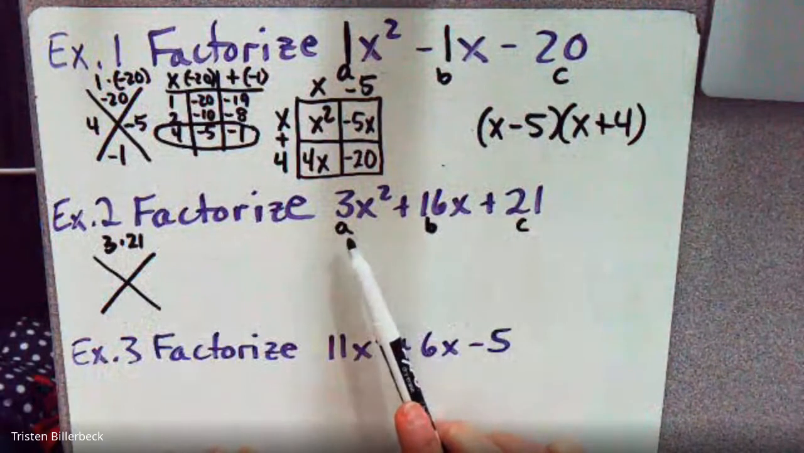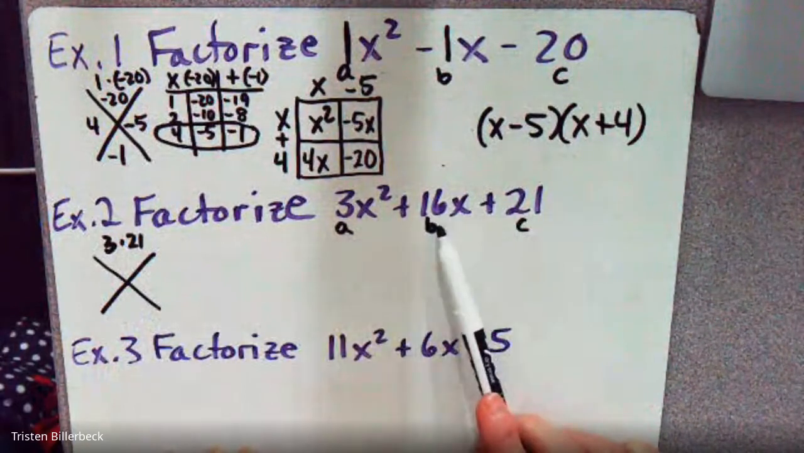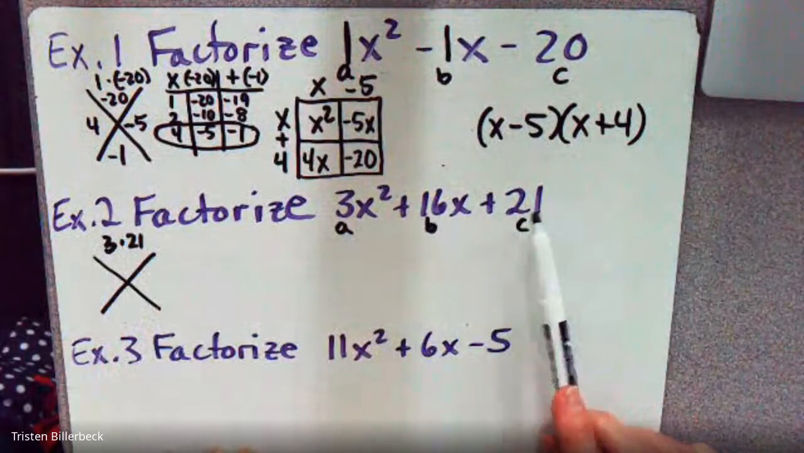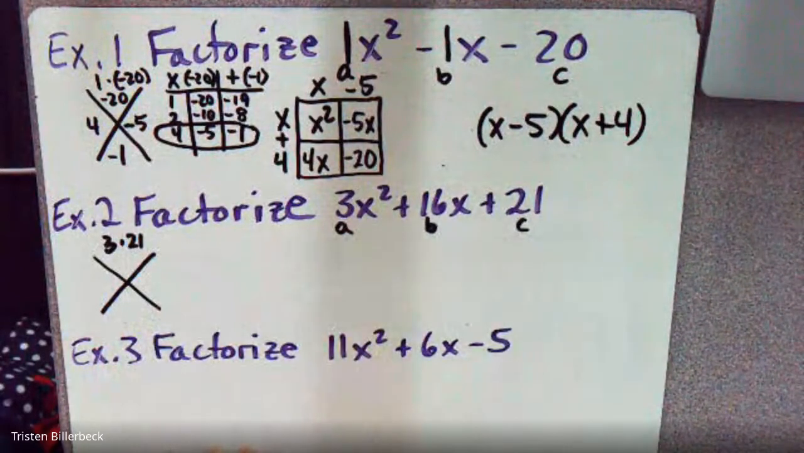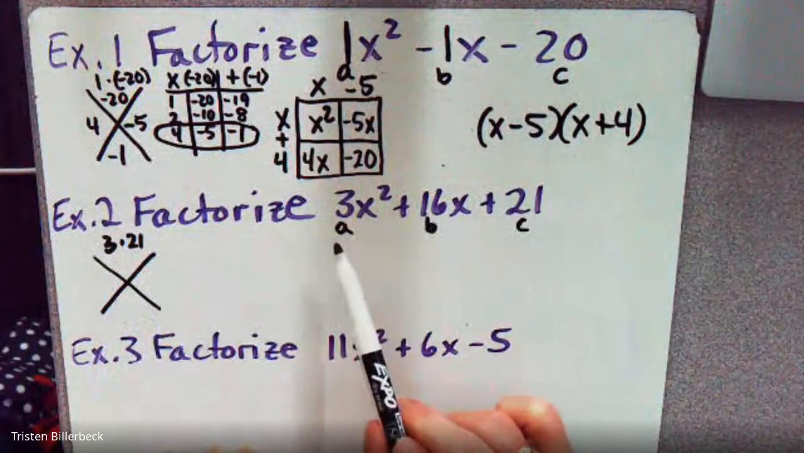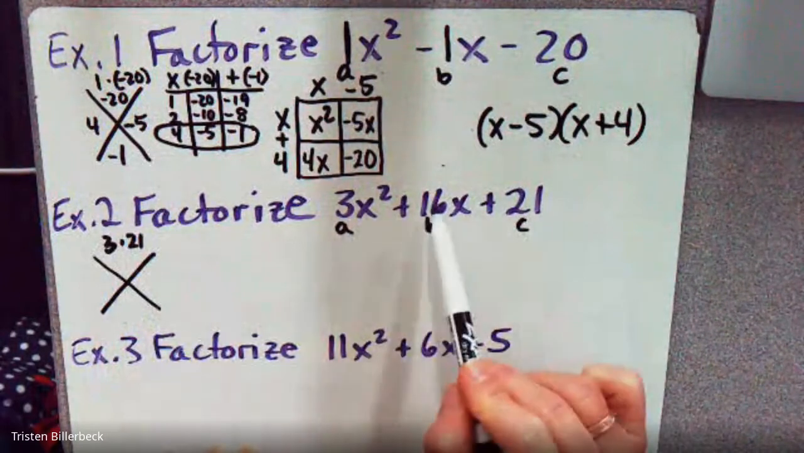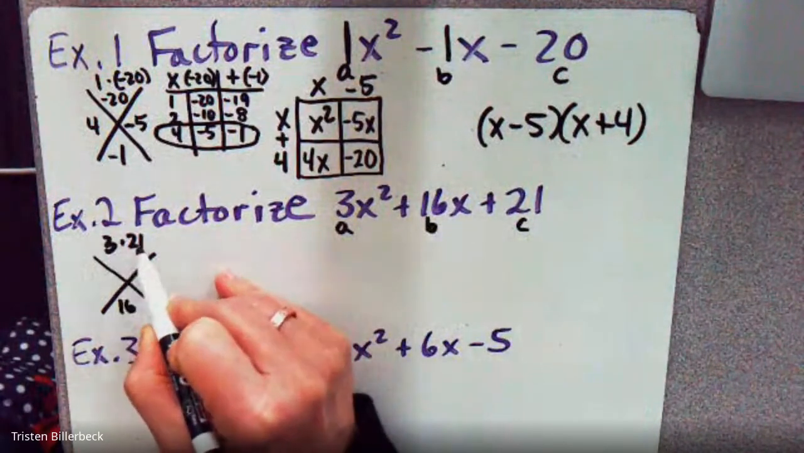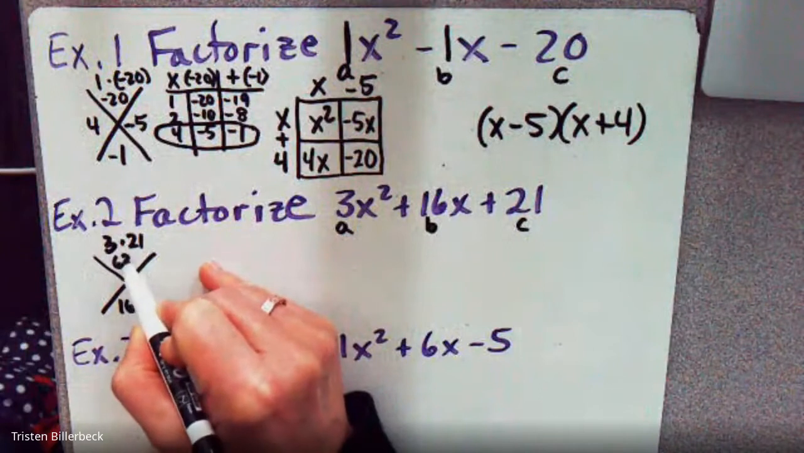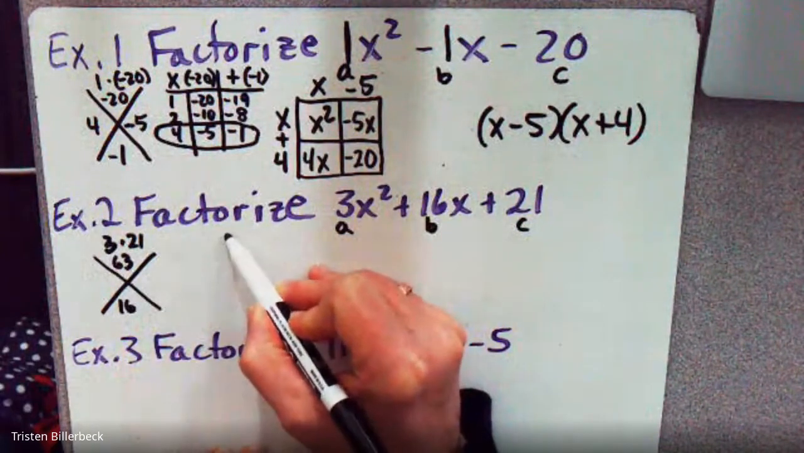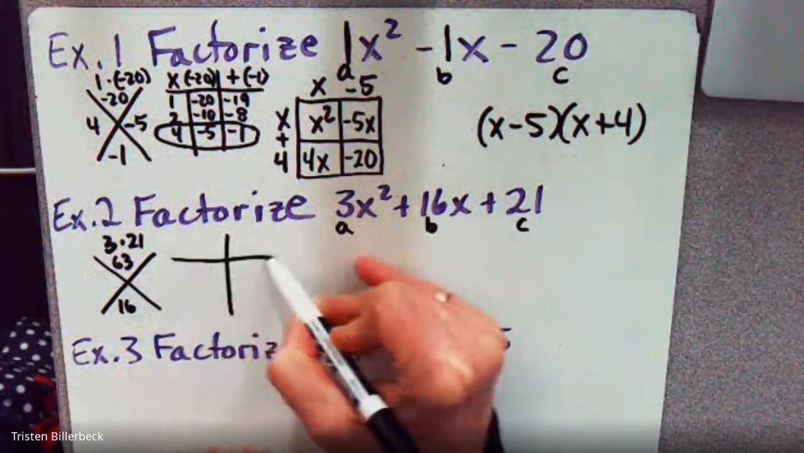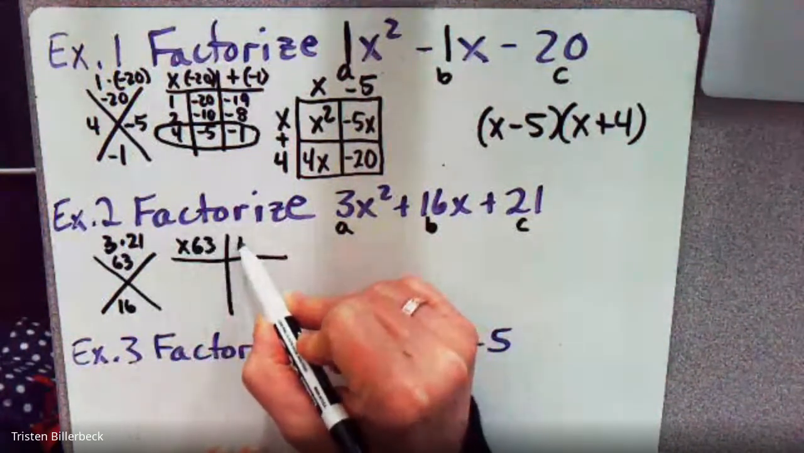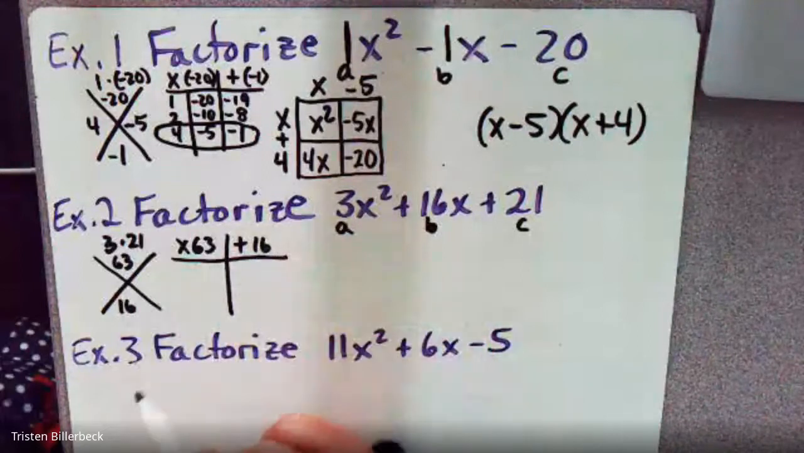But if I look at this, this is 3, this is 4 squared, or 2 to the 4th, and this is 3 times 7. So there's no common factor that we can remove. So we are going to carry on with a times c, and then b is 16. Okay, so 3 times 21 is 63. So we look at the factors of what multiplies to be 63 and what adds to be 16.